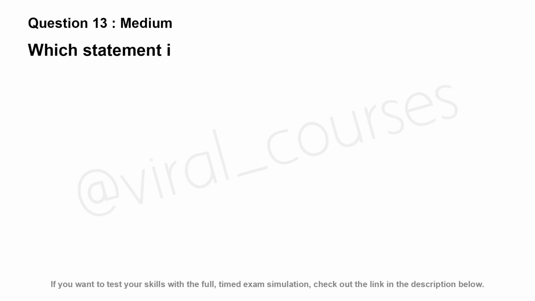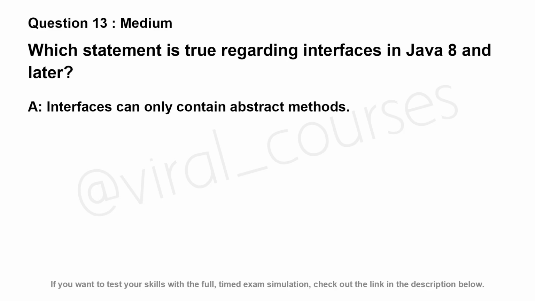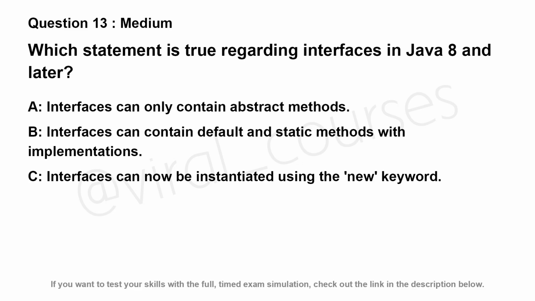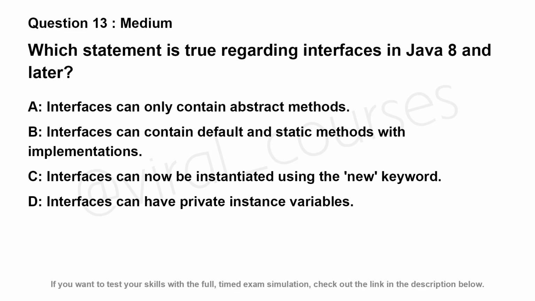Which statement is true regarding interfaces in Java 8 and later? Option A, interfaces can only contain abstract methods. Option B, interfaces can contain default and static methods with implementations. Option C, interfaces can now be instantiated using the new keyword. Option D, interfaces can have private instance variables.